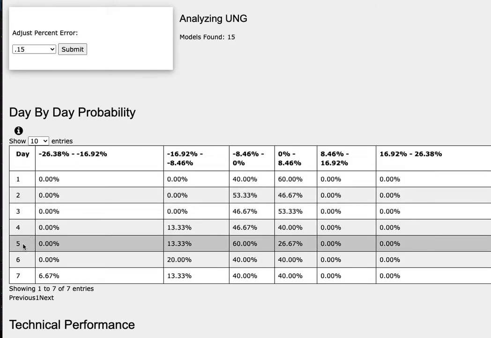As we progress to the 5th day, or a week of trading, we have a 27% chance for natural gas to climb between 0 to 8.5%, and to the downside a 60% chance for it to fall between 0 to negative 8.5%, and a 13% chance to fall between negative 8.5% to negative 17%.